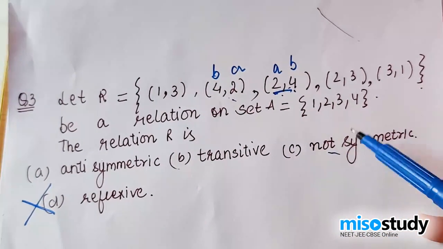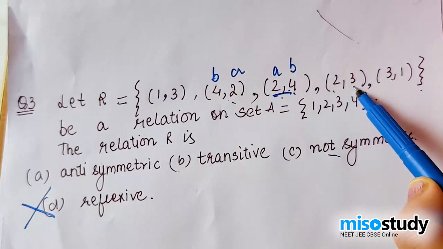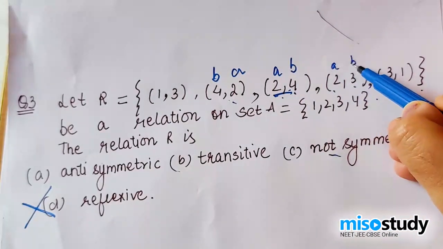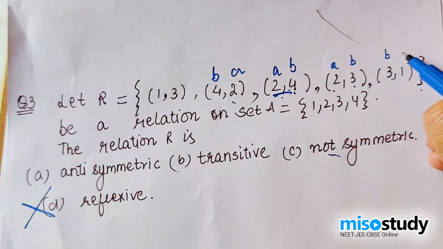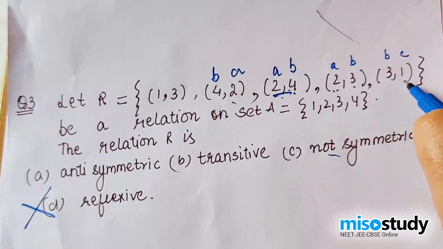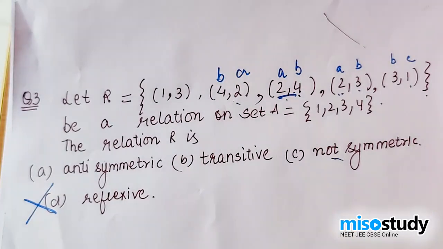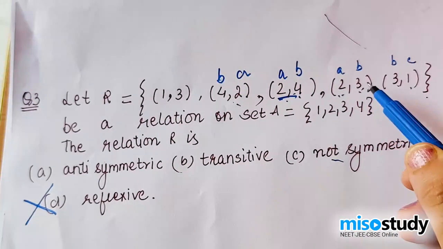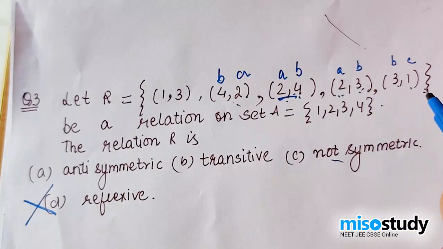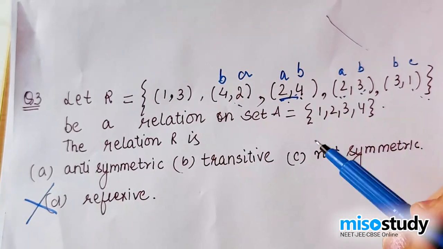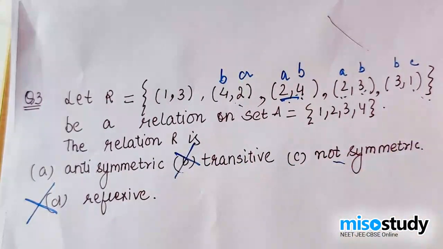Let's see one more example. 2 is linked to 3. A is linked to B. B is linked to another element C. So you must have A linked to C. That means you must have (2,1), but you don't have (2,1) anywhere over here. So even if we show that one example which is not going by the definition of transitivity, only one example is enough to prove that it is not transitive. So we have A is linked to B, 2 is linked to 3, B is linked to C, 3 is linked to 1. You must have 2 linked to 1, which is not there, hence it is not transitive also.